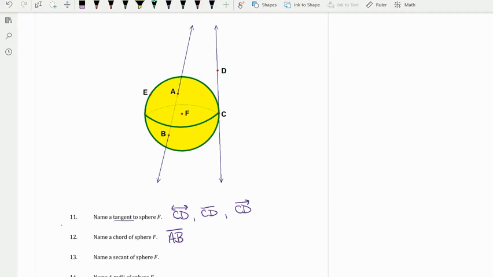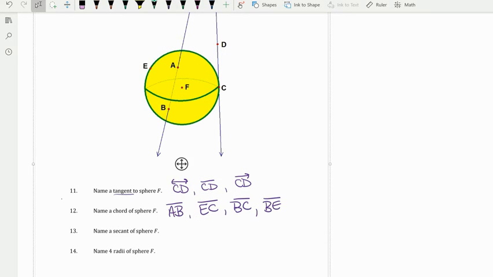I could also do EC, which would be a chord of the sphere, or we could do BC, we could do BE, right? And there may be a couple others there, but those are several examples. The only point I couldn't choose here, I can't choose F because that's the center of the sphere, and I can't choose D because it's not on the sphere, it's outside the sphere.